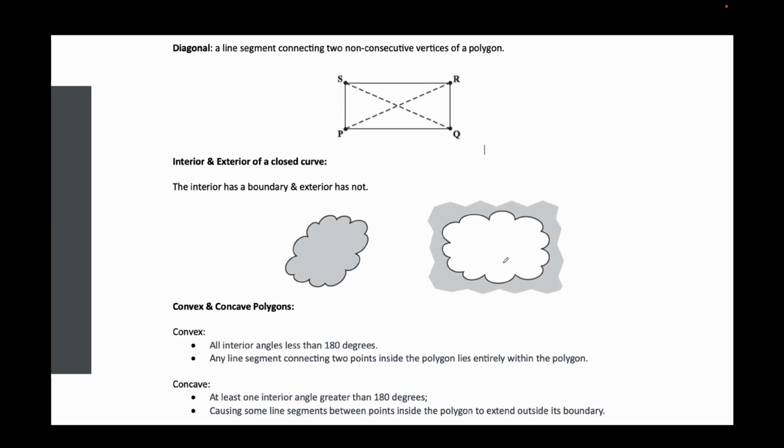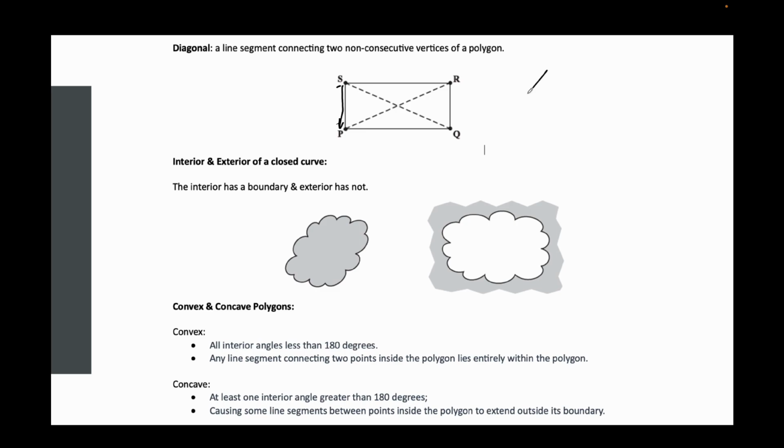Next, what is a diagonal? A line segment connecting two non-consecutive vertices of a polygon is known as a diagonal. Here S and Q are vertices which are non-consecutive. If I talk about S and P, then this particular line is not a diagonal because these are consecutive vertices. P and R are non-consecutive vertices and S and Q are non-consecutive vertices. That's why these two are diagonals.